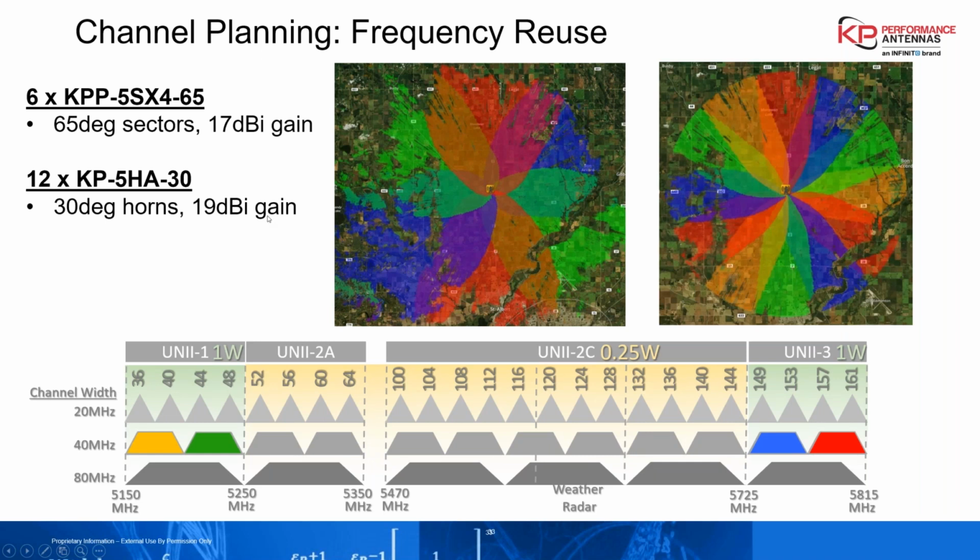And then going to 12 horns, because of the narrow beam width of the horn, you actually don't need to take up that much more spectrum. You just need to take up another 40 megahertz chunk, because we can now do frequency reuse 4 on here. Even though we've doubled the amount of sectors, we only need 1 more channel to achieve it, because now we're just trying to do ABCD, ABCD, ABCD.